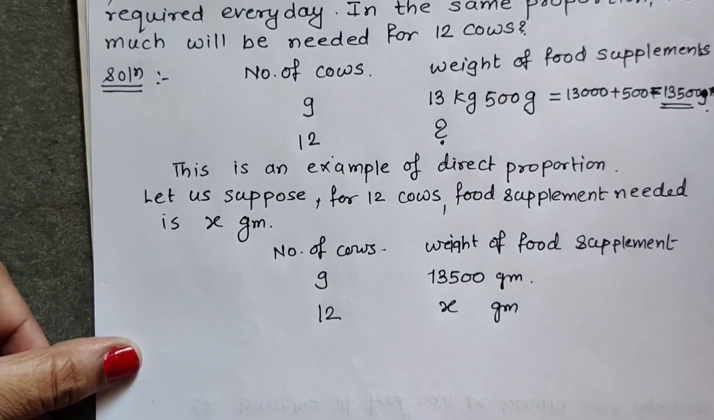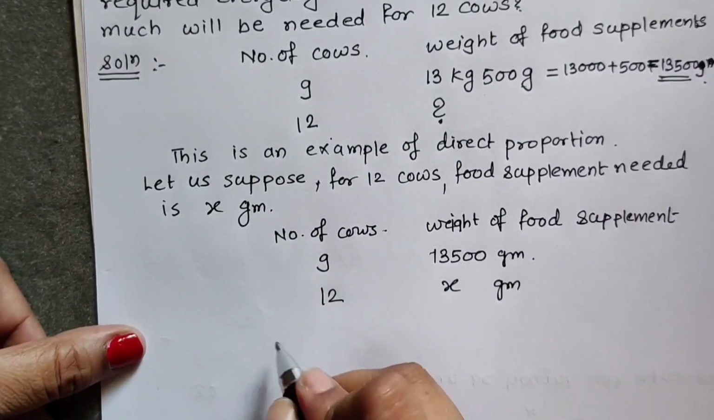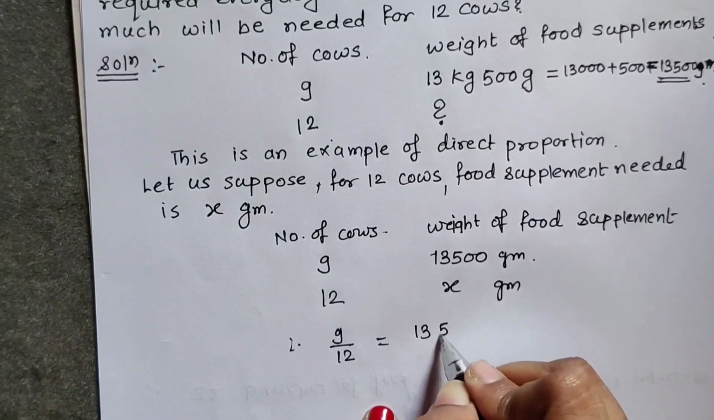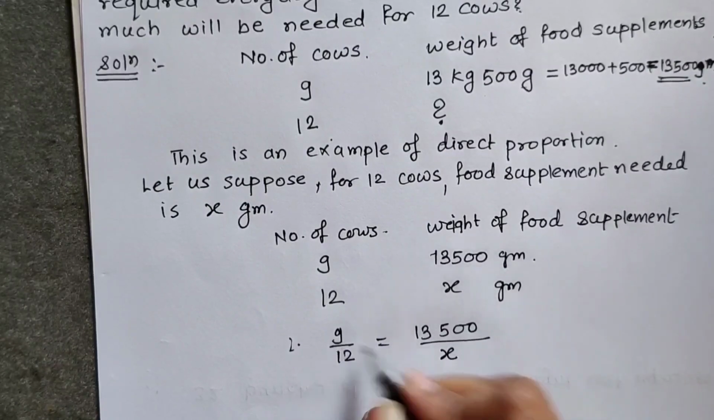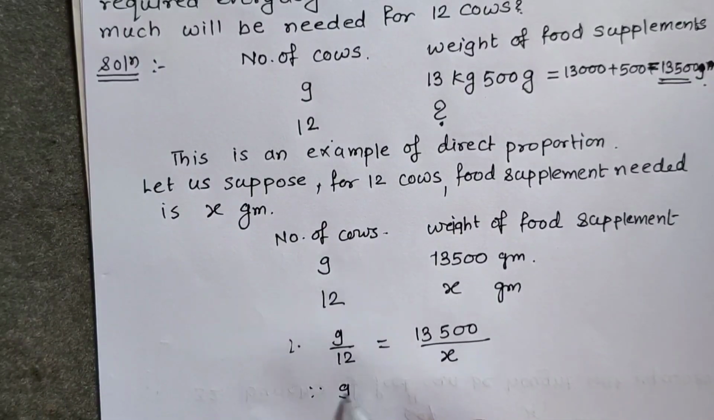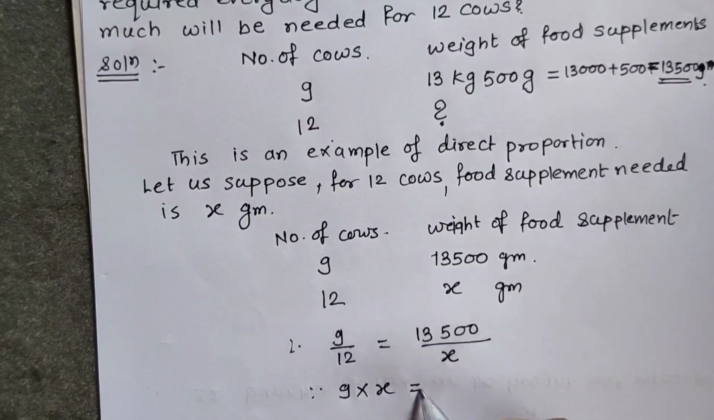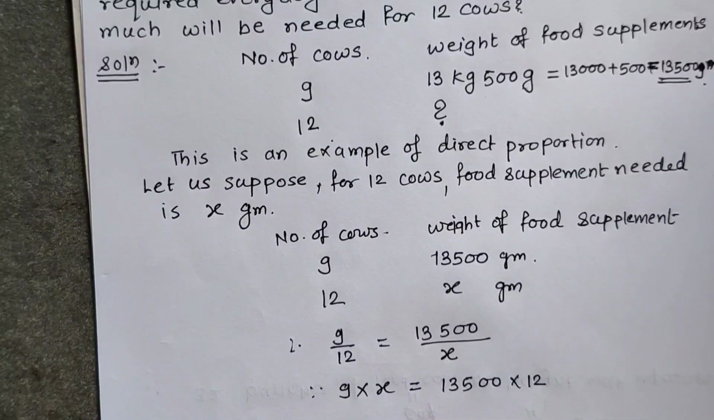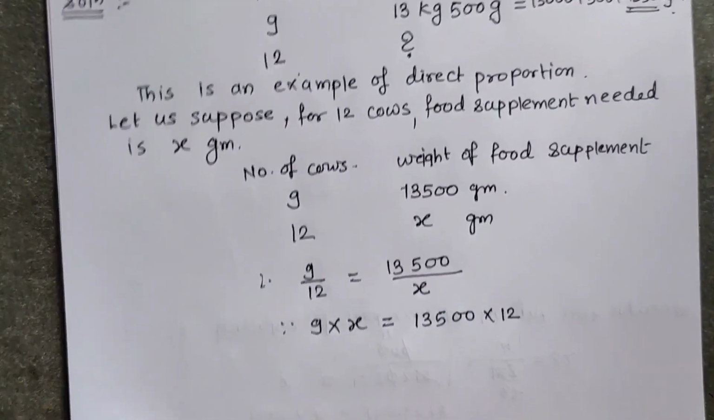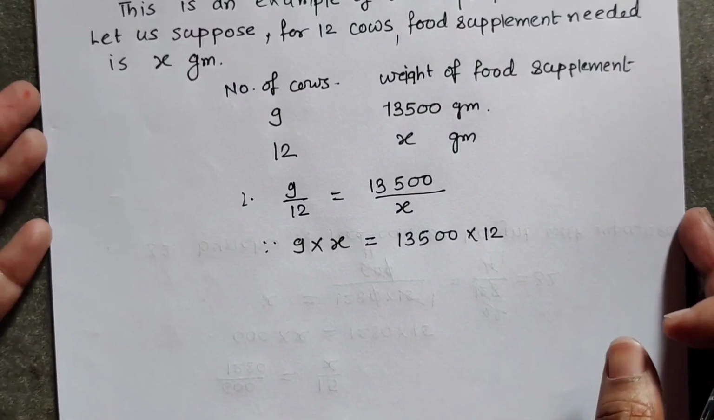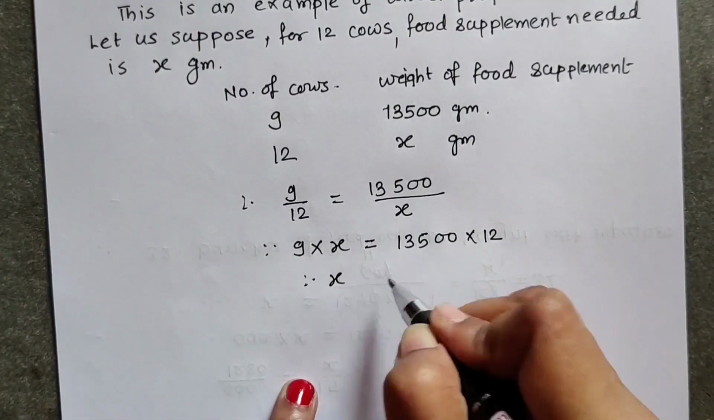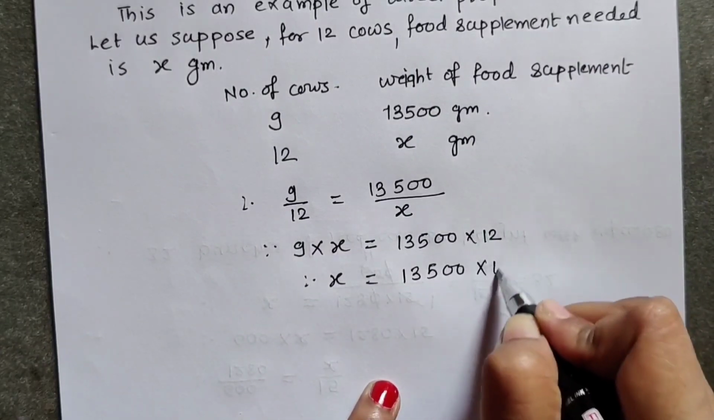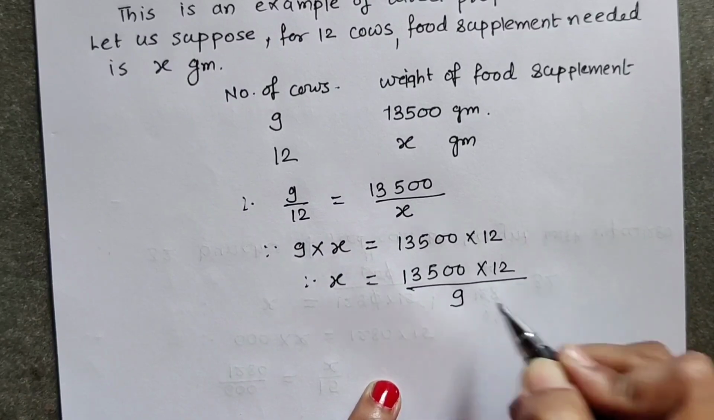As this is an example of direct proportion, their ratio is equal. That means 9 upon 12 is equal to 13,500 upon X. Now we will do the cross multiplication. We will follow the same method. 9 multiplied by X is equal to 13,500 multiplied by 12. This is cross multiplication. Now next step is we will be transferring 9 from the left hand side to the right hand side. So X as it is we are writing on the left hand side. Then 13,500 multiplied by 12 upon 9.